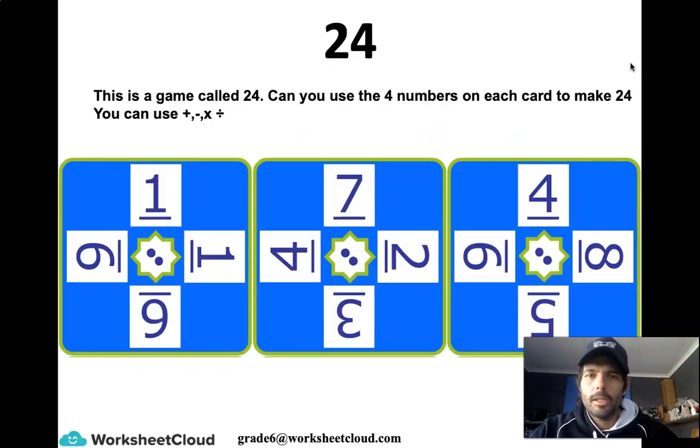Okay, grade 6s, there's your finisher for today, the game of 24. I hope you guys are embracing these challenges each day and your mental arithmetic is improving day by day. Use each number on each card and a combination of the multiplication, division, subtraction, addition signs to get an answer of 24, and also see how many different ways you can come up with the answer of 24.